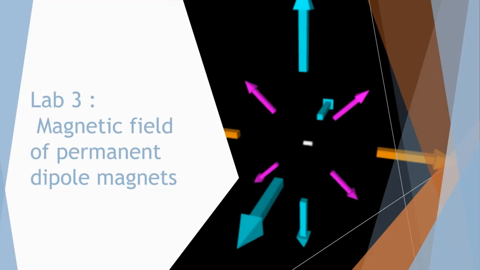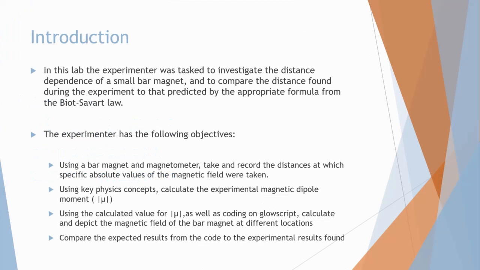In this lab, the experimenter focuses attention on the magnetic field of permanent dipole magnets. The experimenter was tasked to investigate the distance dependence of a small bar magnet and to compare the distance dependence found during the experiment to that predicted by the appropriate formula from the Biot-Savart law. The experimenter has the following objectives.